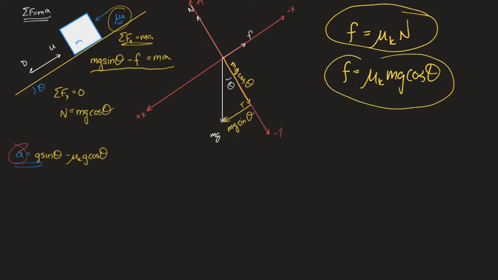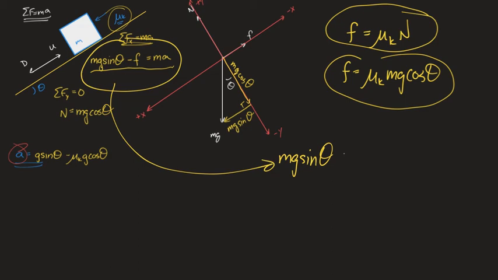We have this expression for the friction. So mg sine theta from here minus mu k mg cosine theta equals ma. Substitution. And there's one of those in every one of those. And mass can't be 0, so I'm not dividing by 0. So, bye-bye.